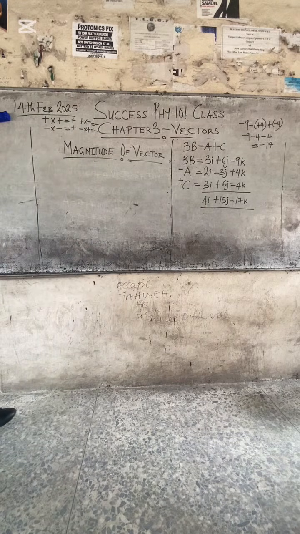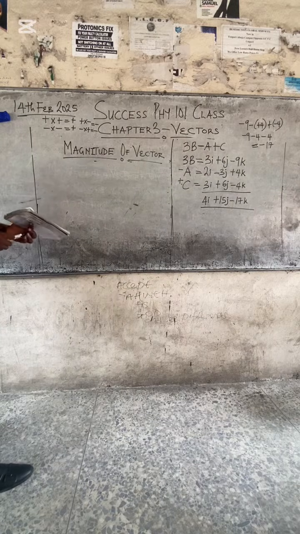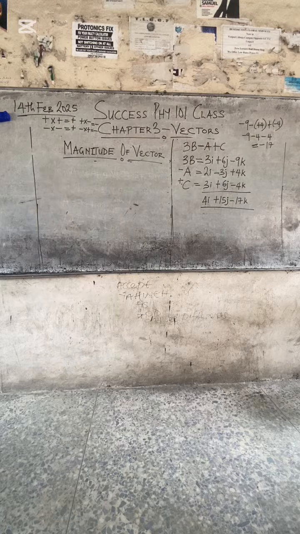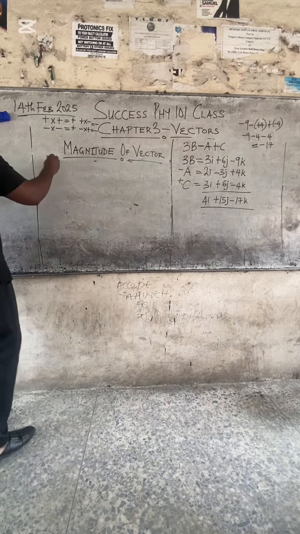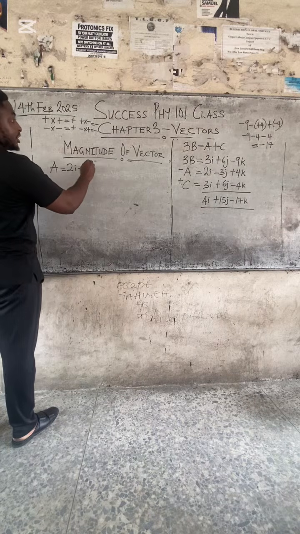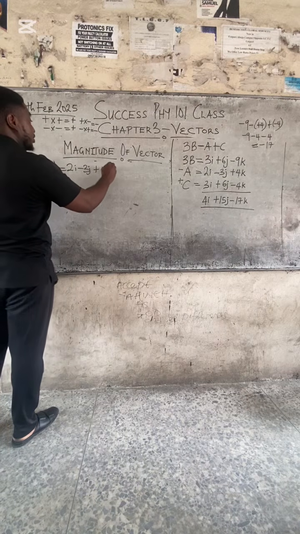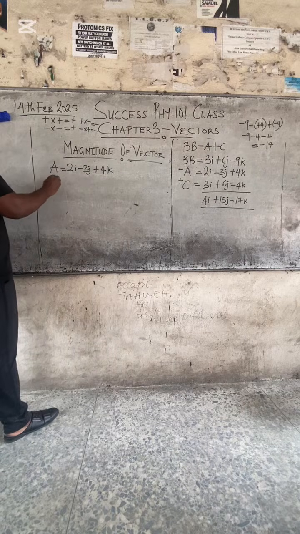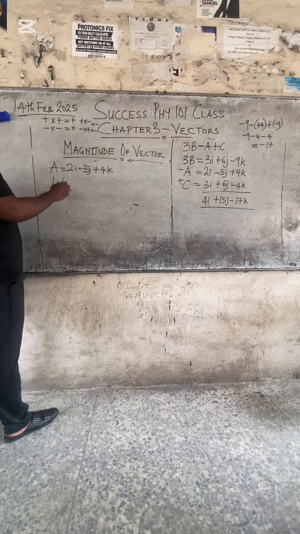Class, I just gave you a two-dimensional vector. What if the vector is three-dimensional and you have to find the magnitude? What will you do? Let's look at the vector A equals 2i minus 3j plus 4k. This is a three-dimensional vector, and you have to find the magnitude. Class, no problem. Still apply the same rule.